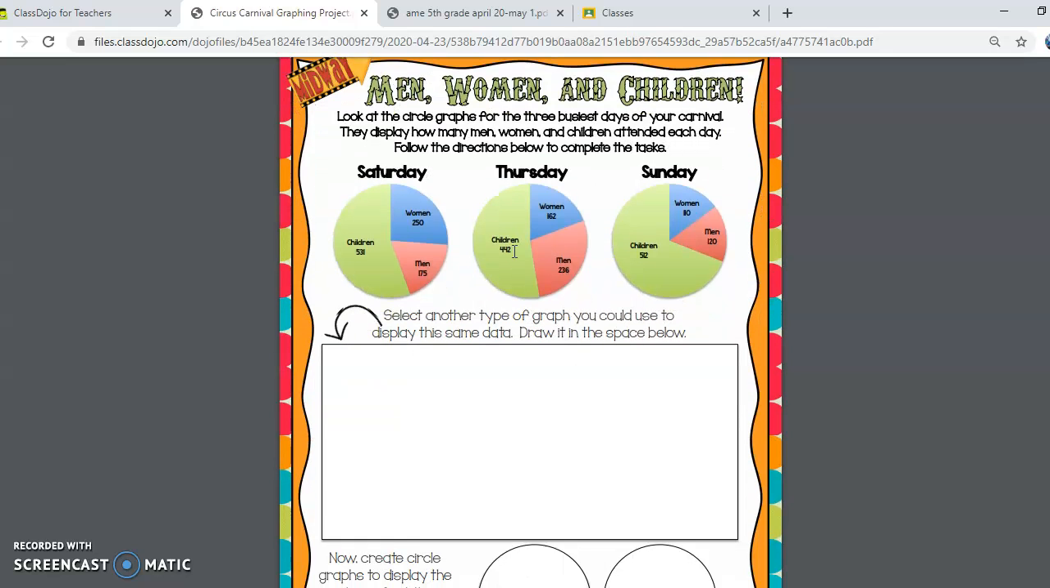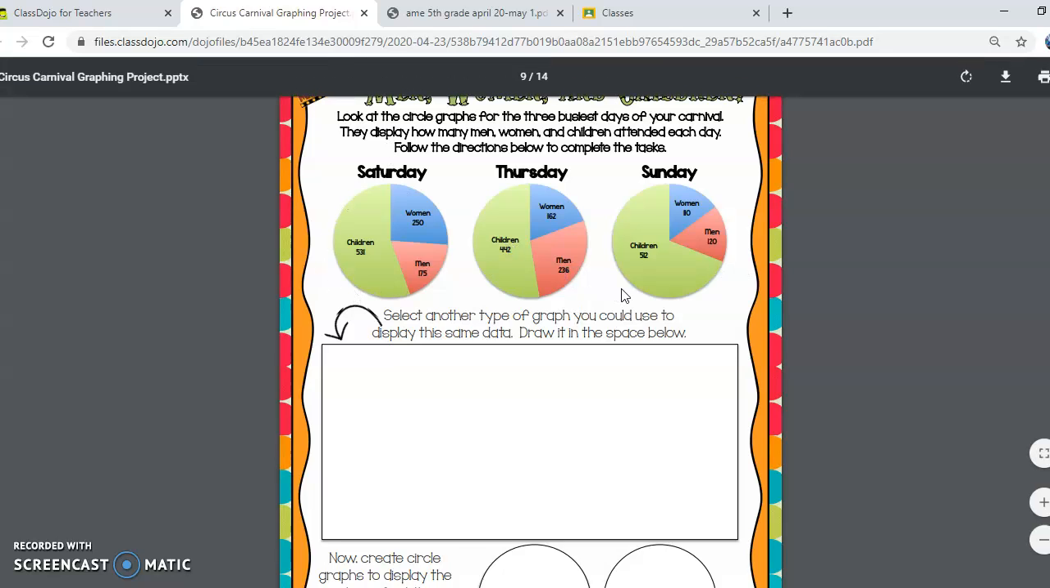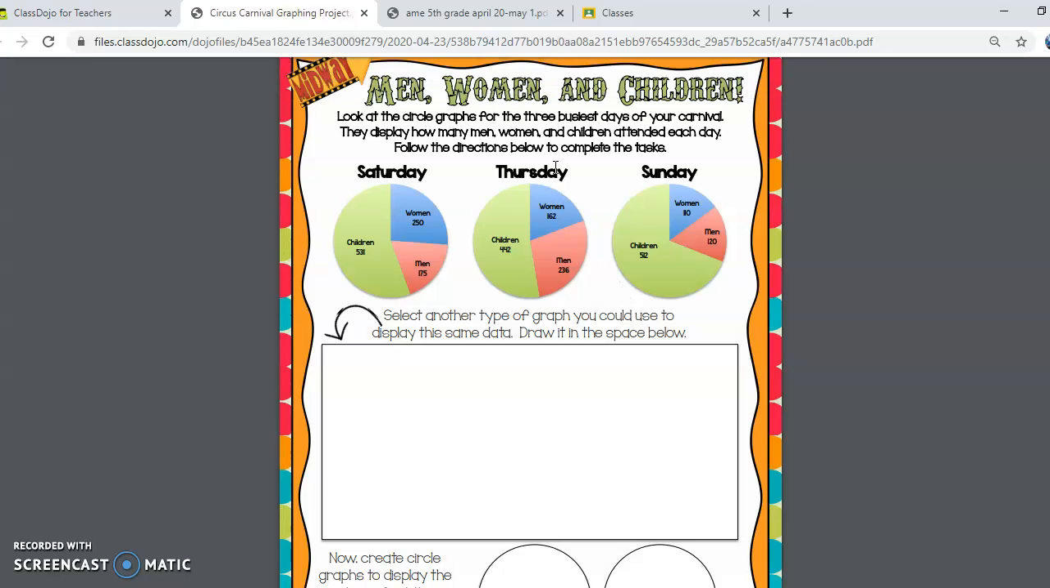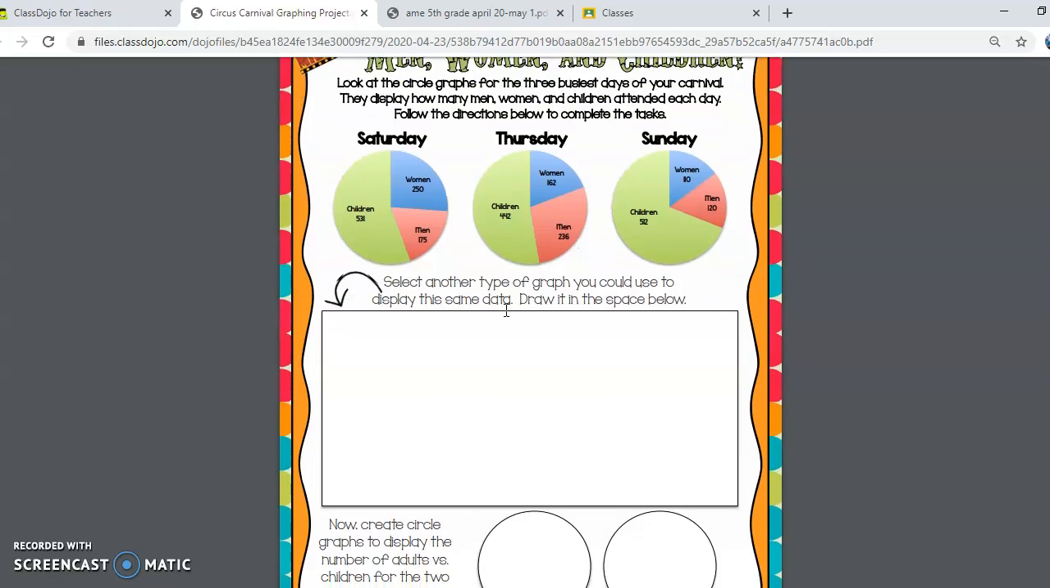Sorry. Okay. So then you're looking at men, women, and children. These are your circle graphs. You may have also heard these called pie graphs. Same thing. Okay. These are the 3 busiest days of your carnival. They display how many men, women, and children attended each day. Then you're following the directions to complete the task.